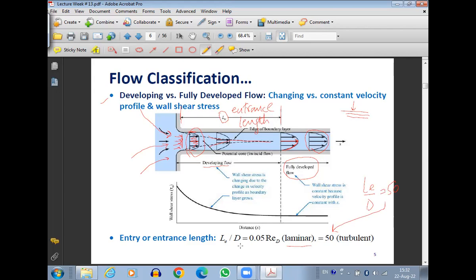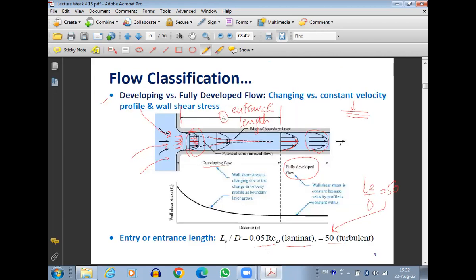But if it is laminar flow, then entrance length divided by diameter equals 0.05 times the Reynolds number. So if it is a laminar flow, this is the formula. If it is a turbulent flow, then this is the formula. Anyways, these formulas will also be provided to you in the exam if needed in the solution.